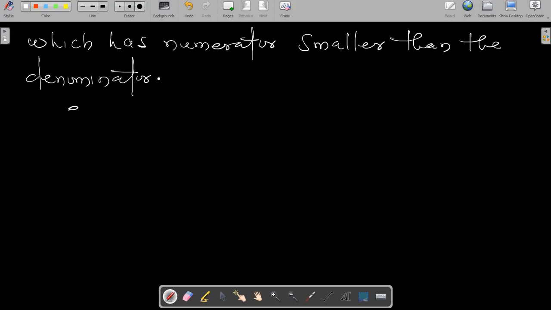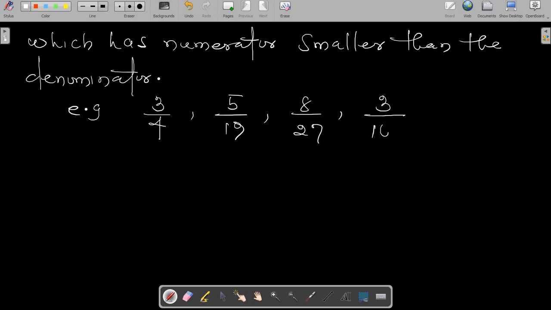Okay, so let me give examples of this. The first one, let me just say 3 all over 4. You can see 3 is smaller than 4, so that's a proper fraction. I can have 15 all over 19. It's a proper fraction. Let me pick another example like 8 all over 27. I can also say 3 all over 100, and so on. We have millions of them.